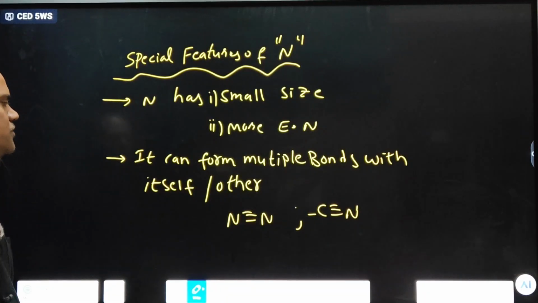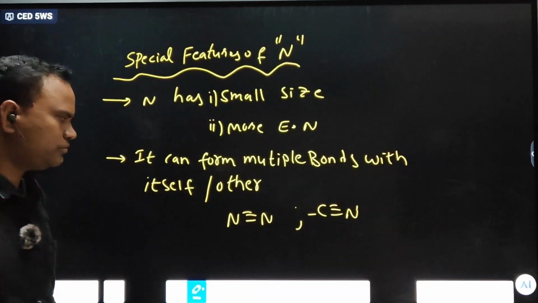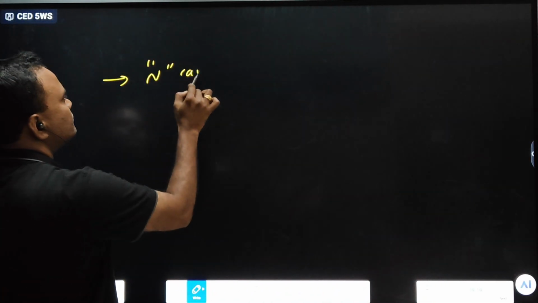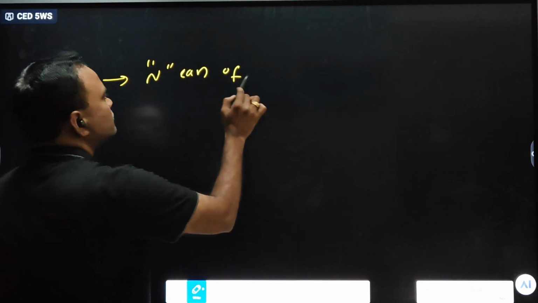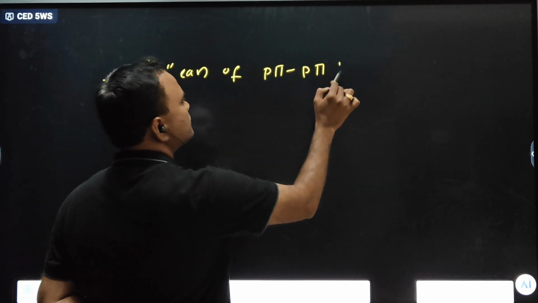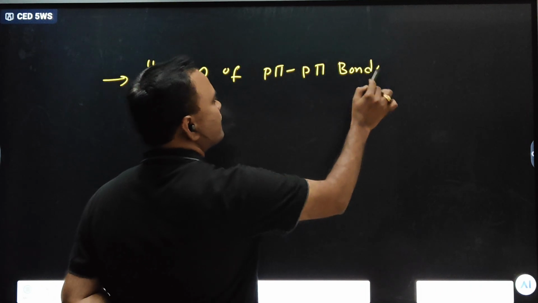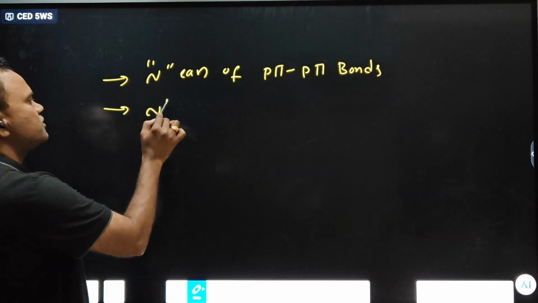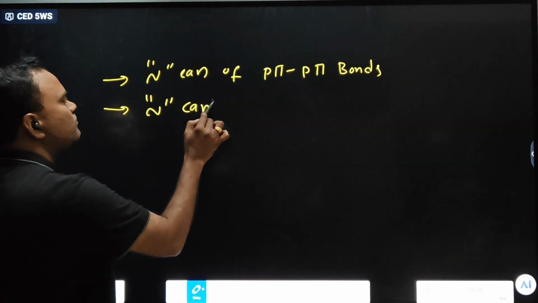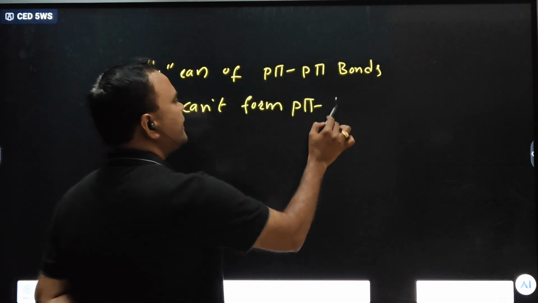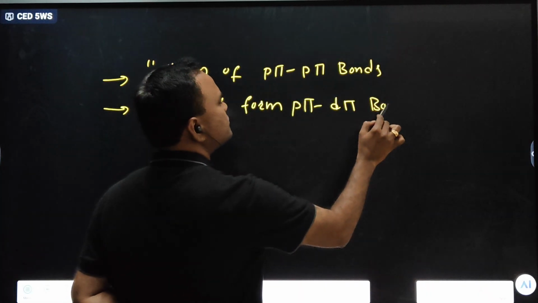It can form multiple bonds with itself and other elements. Next point. Nitrogen can form p-pi bonds. It cannot form p-pi d-pi bonds. Can you guess the reason nitrogen cannot form p-pi d-pi bonds?